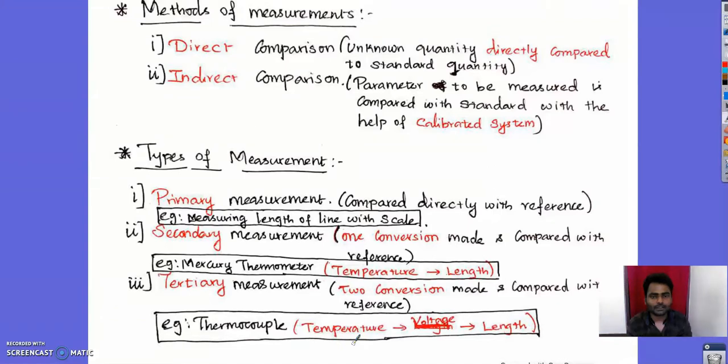From the length value, we can identify the temperature. That is, the scale will be in degrees, so it can be 10 degrees up to 100 degrees or something. By increasing the voltage, the length increases, and with the help of the length, we identify the value of temperature. This is what a tertiary measurement means.